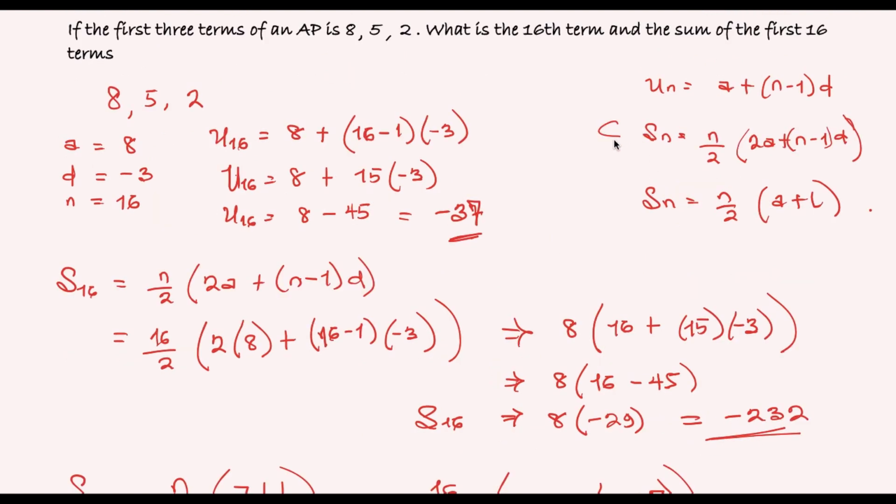So you can use either of these two formulas to find the series of an arithmetic progression. It just depends on which term you have. If you have the final term, then you use this. If not, you use this. So let's go on to the second example.